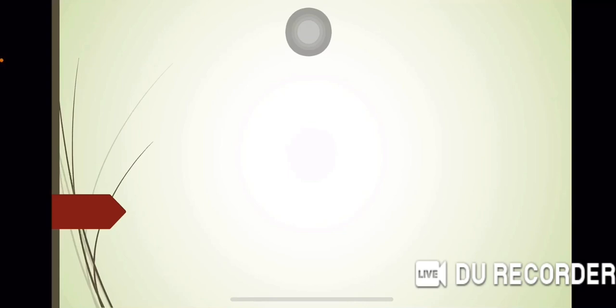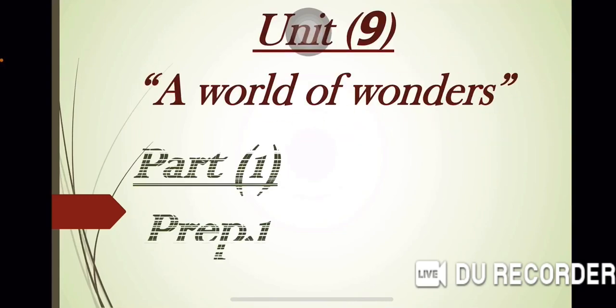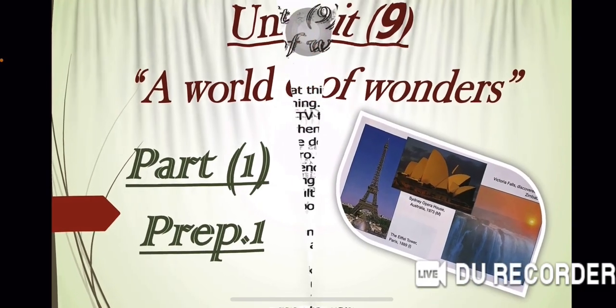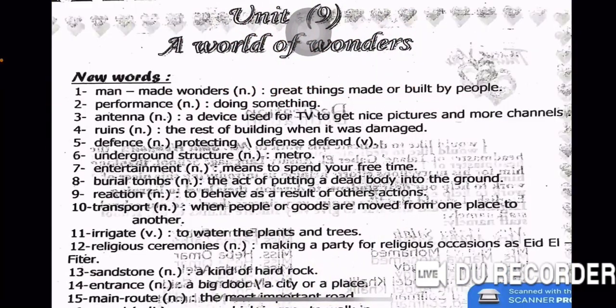Today we are going to take Unit 9, A World of Wonders, Part 1. Let's start with our new words. Number 1. Man-made wonders, great things made or built by people.